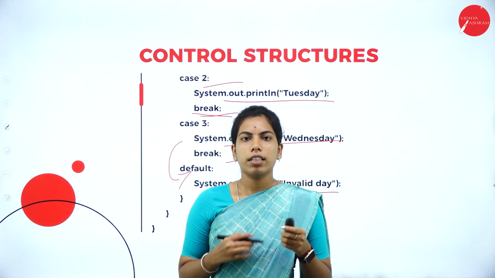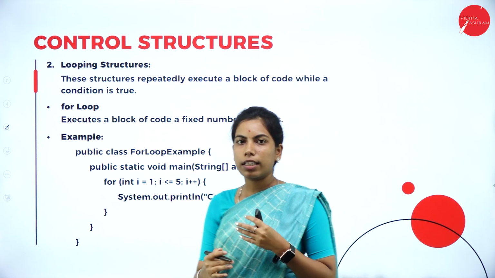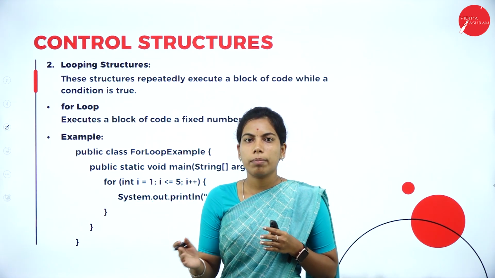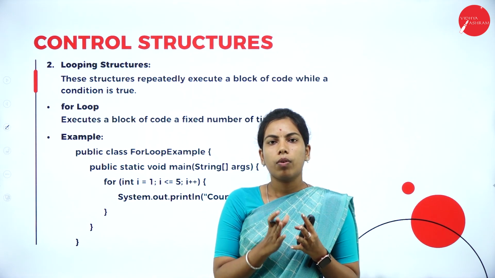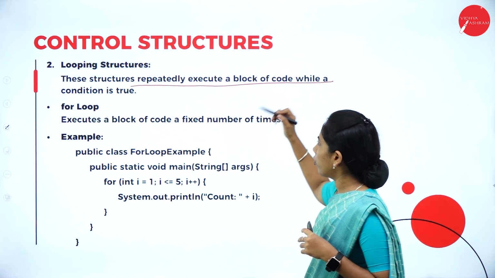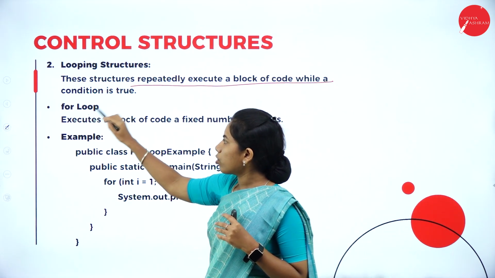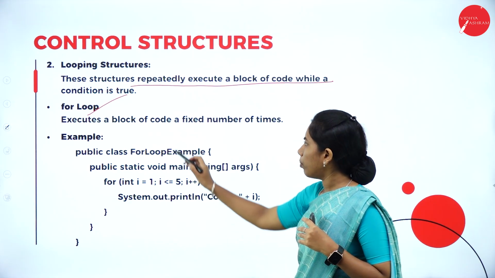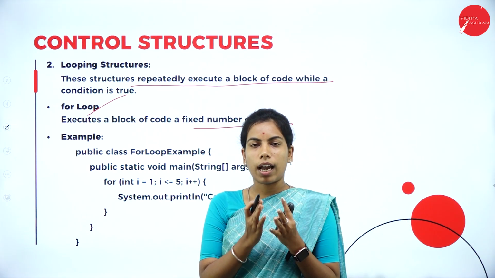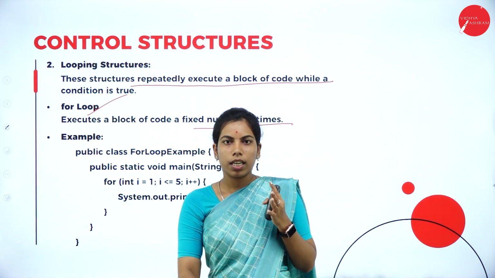So next we can see the looping concept, that is, what is a looping structure. So looping is nothing but when we have to print a series of characters or series of numbers. In that case we have to use a concept called loop. So these structures repeatedly execute a block of code while the condition is true. In that case we have to use the first one, for loop. It executes a block of code a fixed number of times. We have to fix the number of times when we have to stop the for loop. In that case only it will print series of numbers.